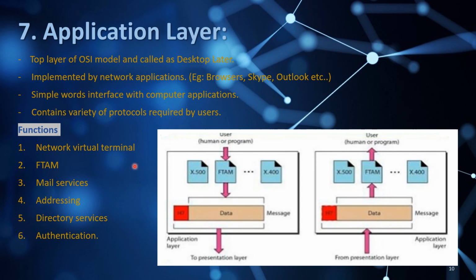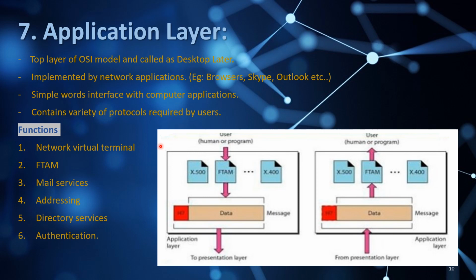upper layer of the OSI model, the application layer. This is the top layer of the OSI model. We can also call it the desktop layer because it's close to the user. It's mainly implemented in network applications like a browser, Skype, Outlook, messengers, any application that we are using and giving inputs to, WhatsApp, Facebook. These are examples of the application layer. In simple words, it's an interface with a computer application, and it also contains a variety of protocols required by the users.